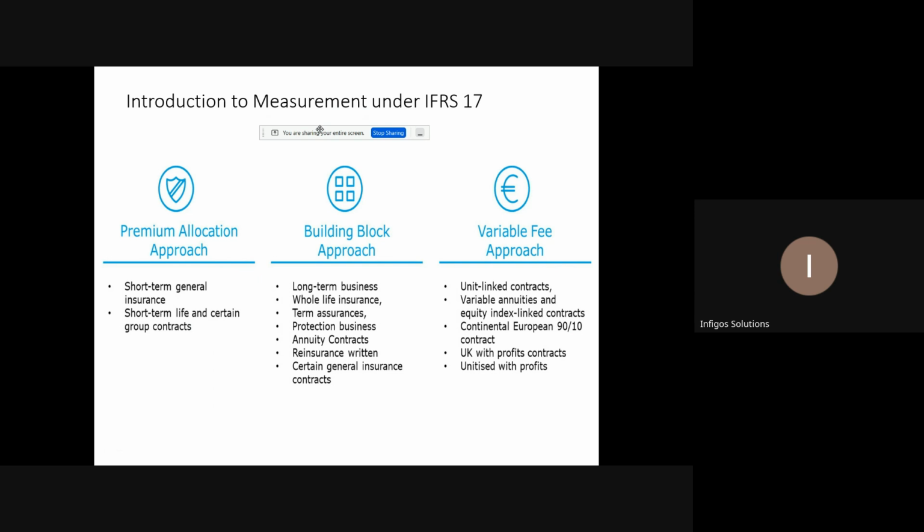Building block approach is for long-term business, life insurance, term insurance, protection business, annuity contract, reinsurance contract, etc. Variable fee approach is for unit linked contract, like I mentioned, where you're going to invest, or variable annuity, or continental European with-profit contract, or UK with-profit contract, or unitized with-profit. So these are different kinds of approach which basically are available under IFRS 17.